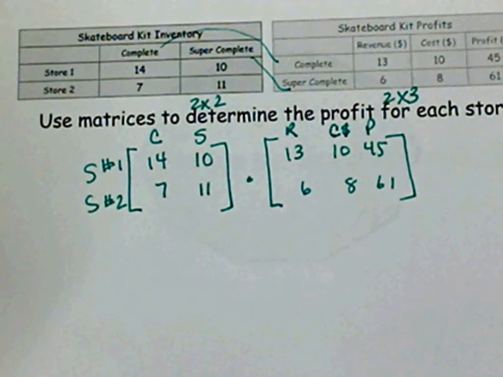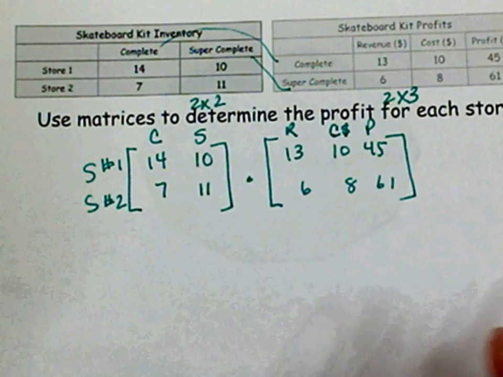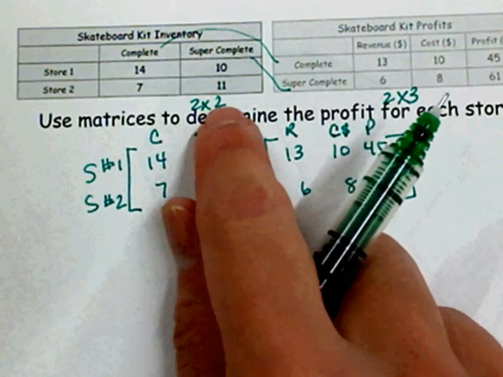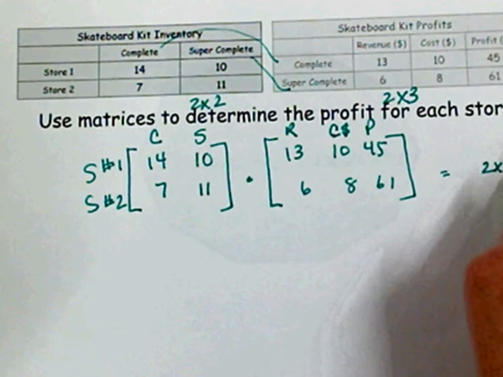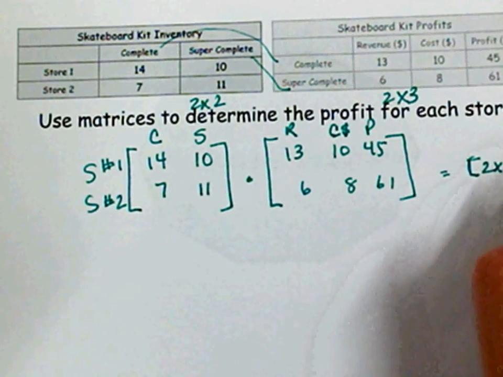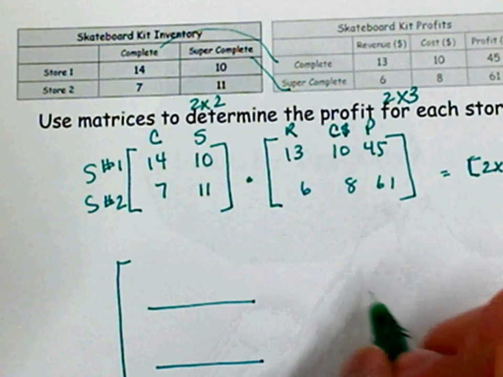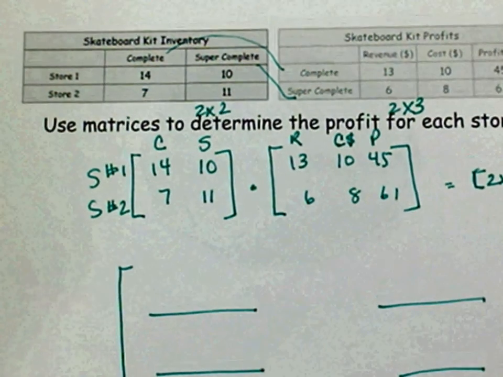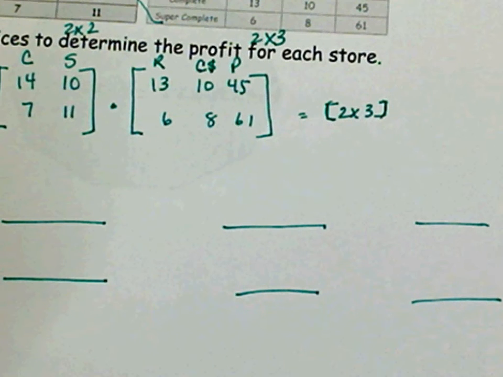And I want to know what the profit is. So how would I go about multiplying this? Well, a 2 by 2 and a 2 by 3. See how the 2 in the middle are the same? Your new dimension would be a 2 by 3. So, 2 by 3 columns. Notice how I make it kind of big. All right. So where would you start?